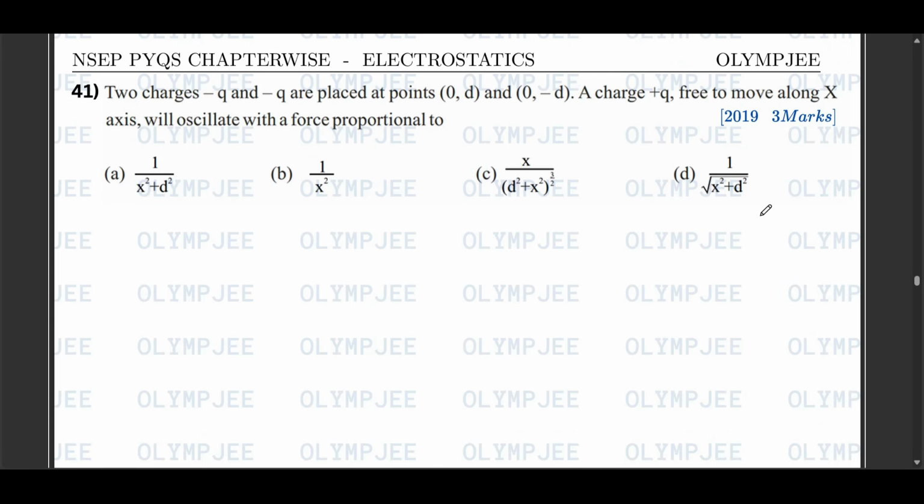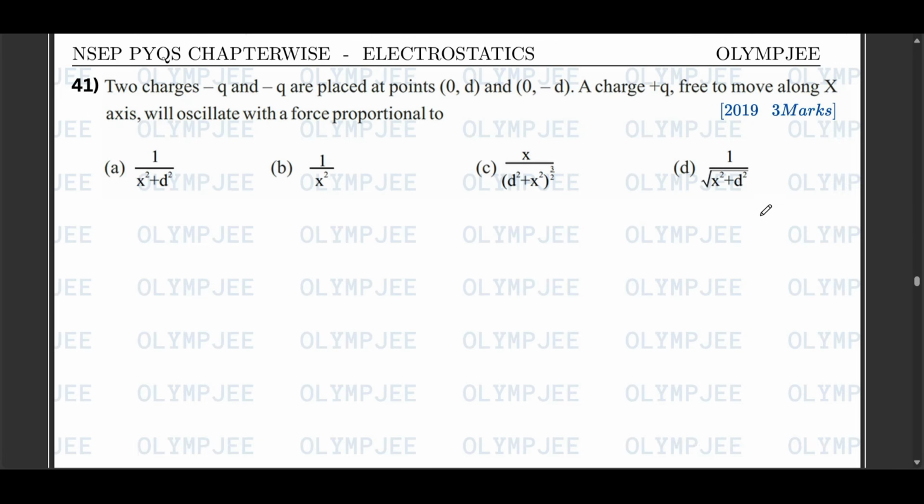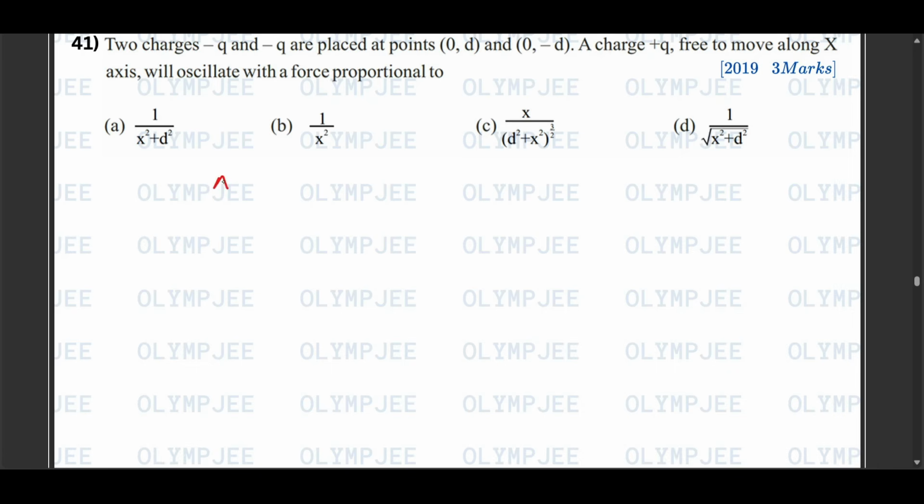Question 41 says that two charges minus q and minus q are placed at (0, d) and (0, minus d). A charge plus q is free to move along the x-axis and it will oscillate with force proportional to. So this came in JEE Advanced many years ago, and this was repeated in 2019 in NSEP. So let me draw the situation. It is similar to the previous question, but here both the charges are negative.